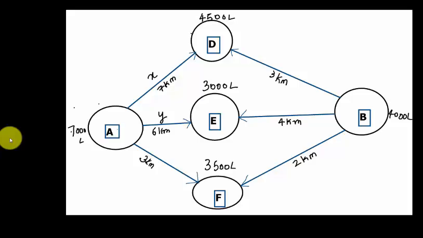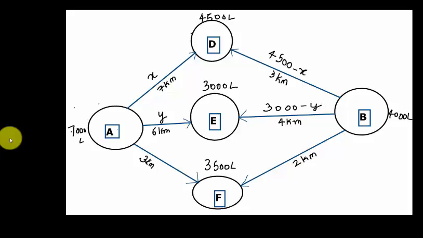Okay, fine. So if you have transported X liters from A to D, the remaining liters of oil should come from B. So what is the remaining amount of oil that I need? 4,500 minus X. That's the remaining oil that needs to be satisfied from B. And if you are transporting Y liters of oil from A to E, the remaining, which is 3,000 minus Y, has to come from B.